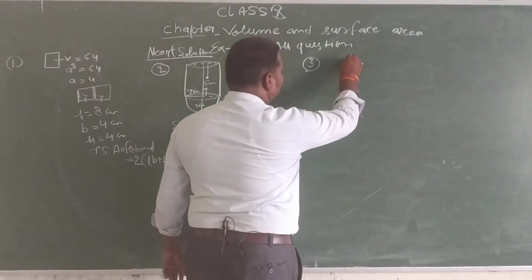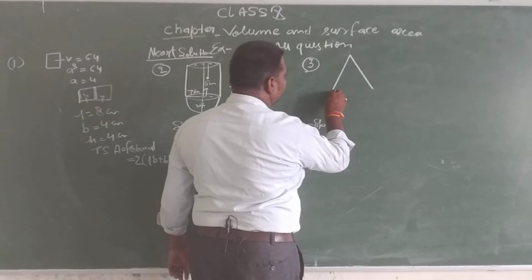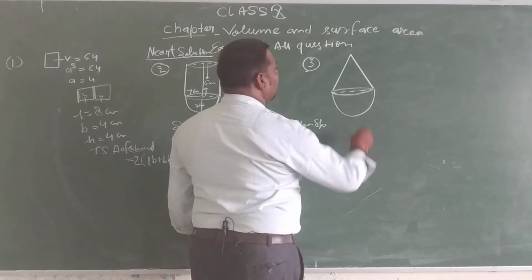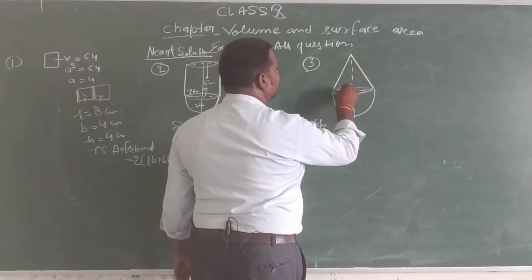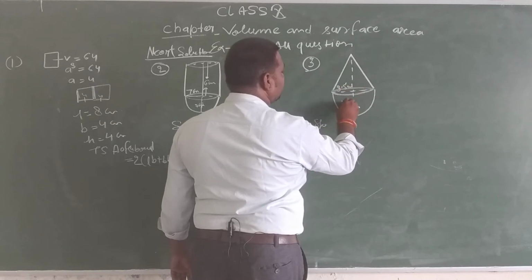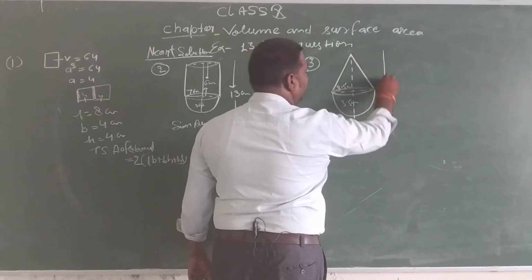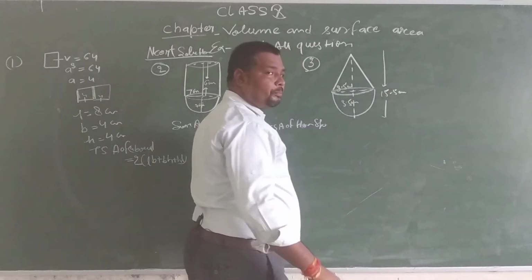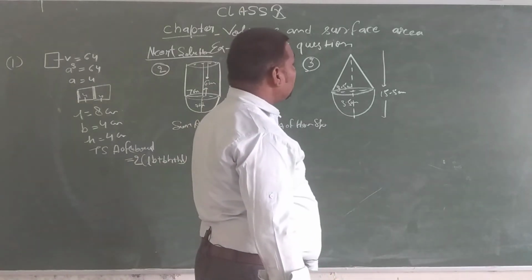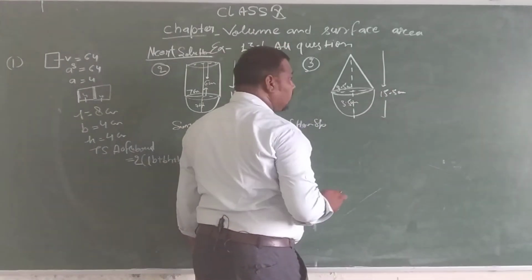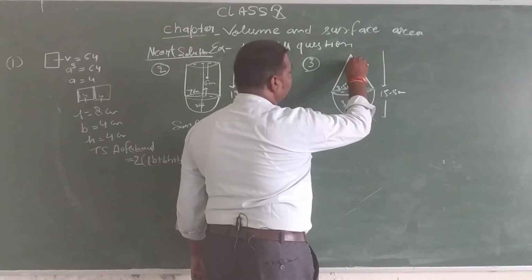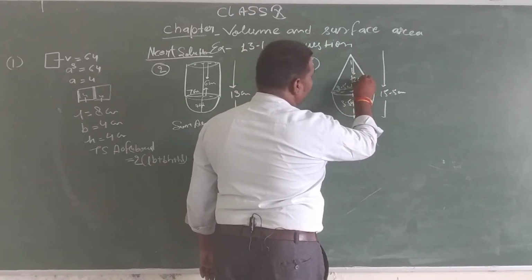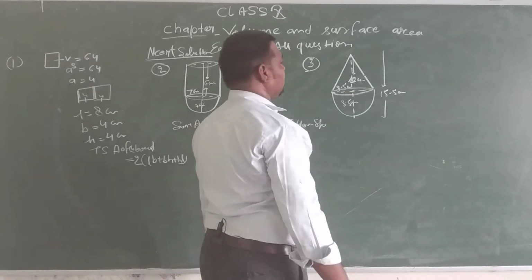A cone which is mounted by a hemisphere and both radii are same 3.5 centimeter. Got it? And the total height of the toy is 15.5 centimeter. Okay? So at first, what is the height of the cone? 3.5 subtracted. So height of the cone is 12 centimeter.